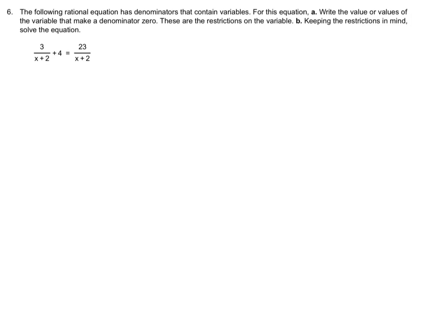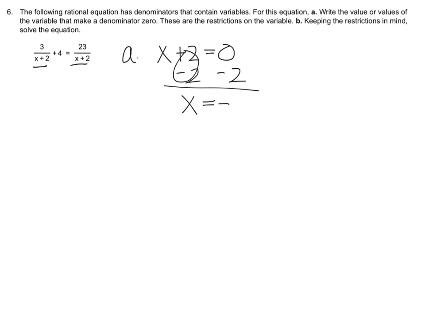So first, we're going to complete Part A, and we want to write the values that make the denominator 0. So we'll look at each denominator and set it equal to 0 and solve. Now if you'll see, both denominators are the same. So I really only have to place one denominator, x plus 2, equal to 0, and solve for x. I need to subtract 2 from both sides, and I get x equals negative 2.